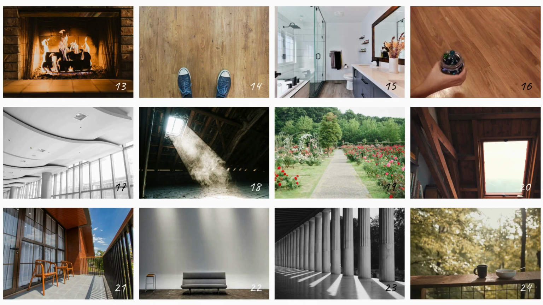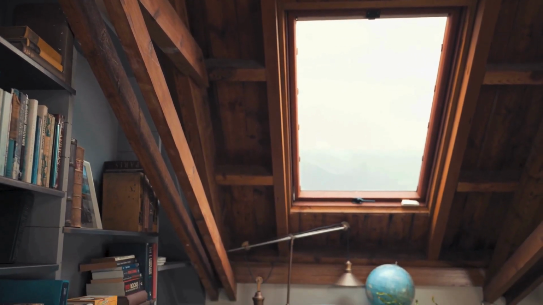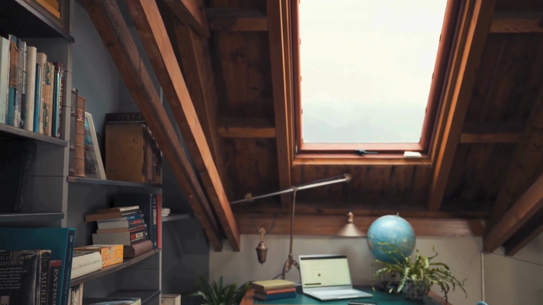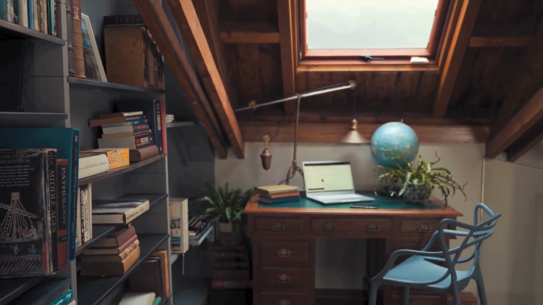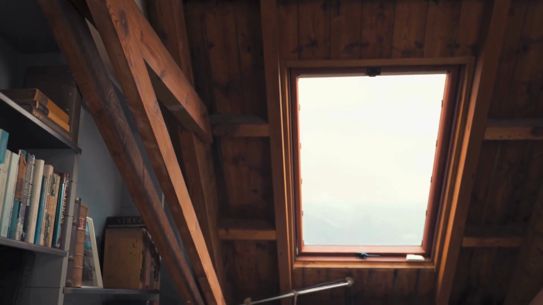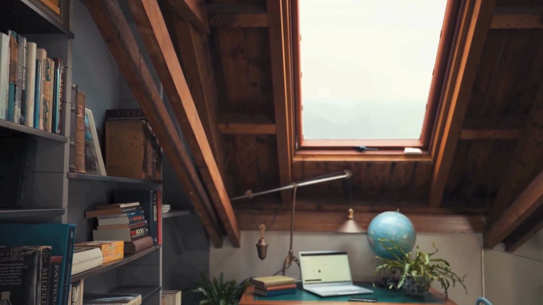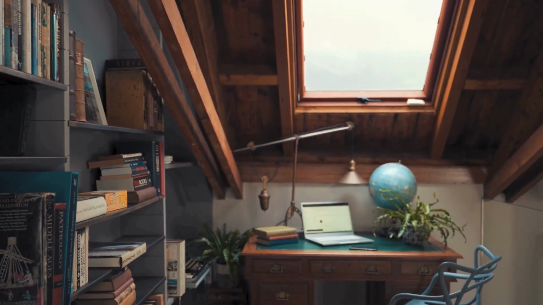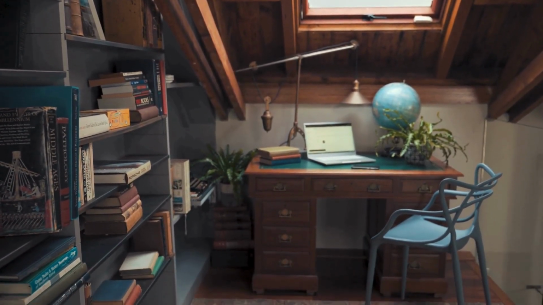Image 20 is actually a video. This video is of an attic. In this attic space, there is a bookshelf with books, a desk, a chair, and a globe. On top of the desk is a laptop. This is a nice attic space.